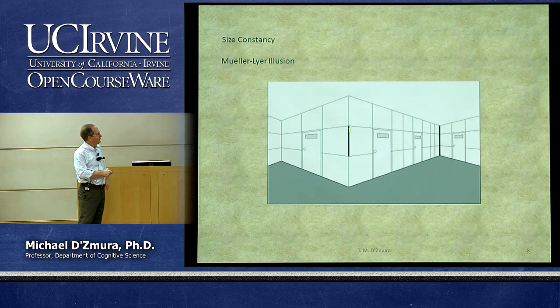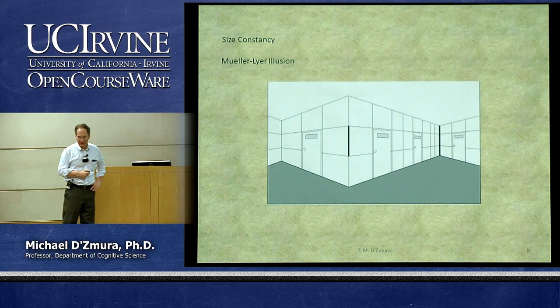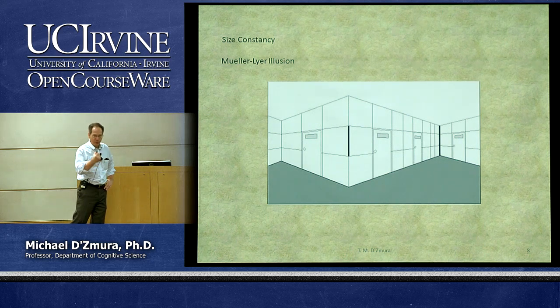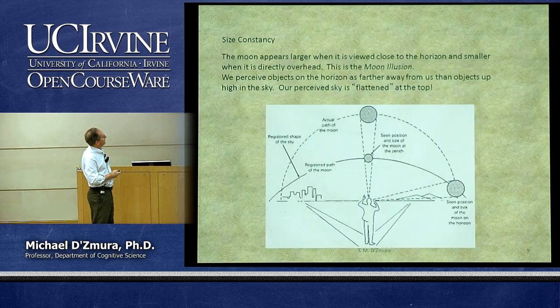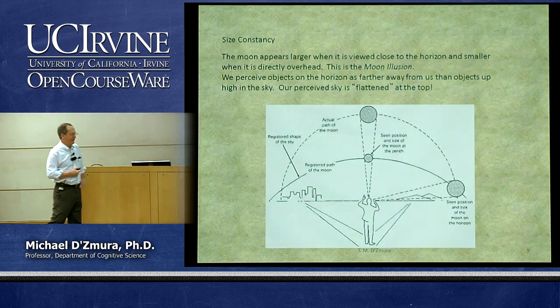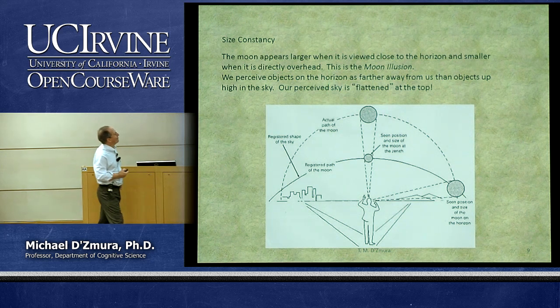Well, because this edge is perceived as lying closer to us here on the left. The one on the right is perceived as lying farther away. And so we judge true length based on those distance estimates. So, size constancy, yet another example.